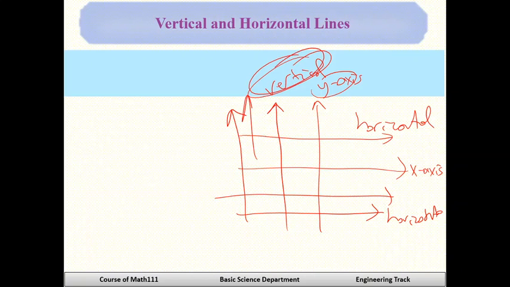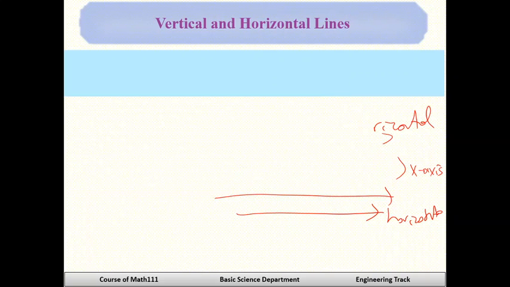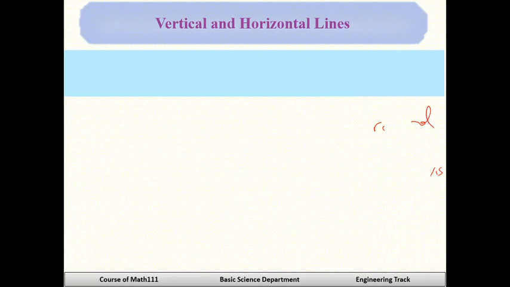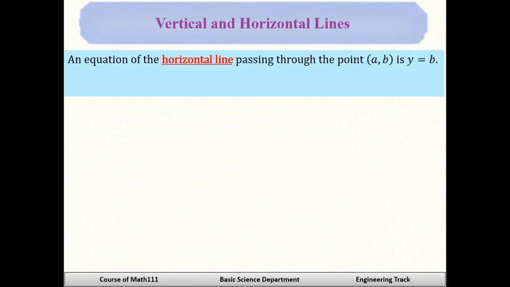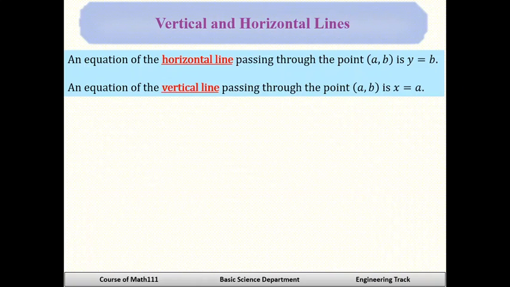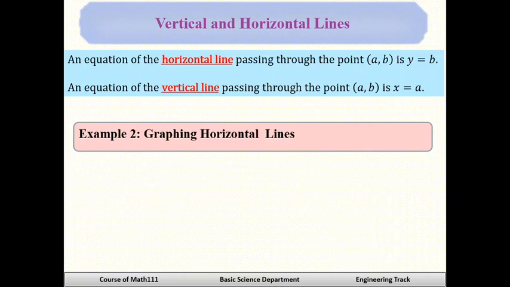Now, what are the equations of such lines? They have a non-standard form, some different form of equation. The equation of the horizontal line passing through the point (A, B) is y equal to B. And the equation of the vertical line passing through (A, B) is x equal to A. So this is the case here.